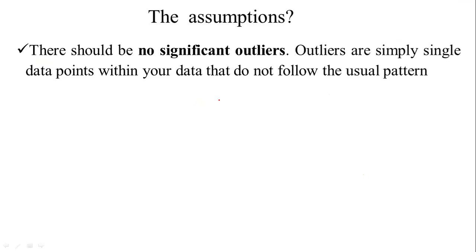Also, very important, there should be no significant outliers in your data, because outliers are points that can affect your data and distort the pattern of your data. So you look for significant outliers, which should not be there, so that when you are getting your results and comparing the groups, the outliers are not going to affect your data.